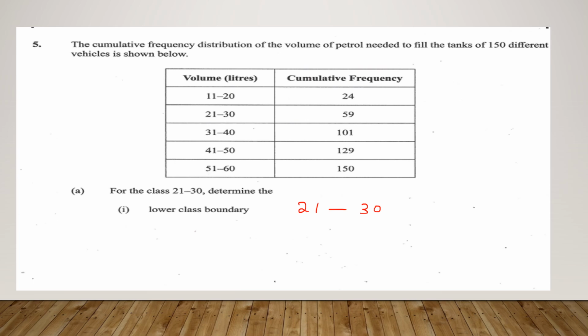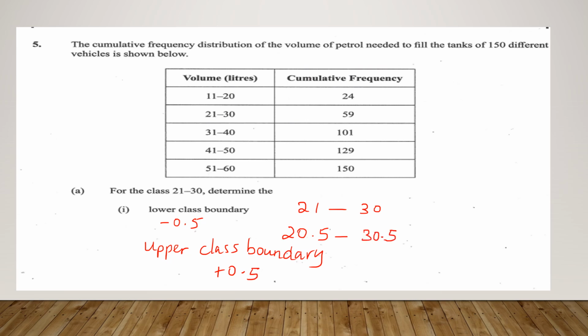What we do for the lower class boundary is subtract 0.5, so we're going to get 20.5. And for the upper class boundary, we add 0.5, so it will be 30.5. But the answer would be 20.5. That is the lower class boundary.